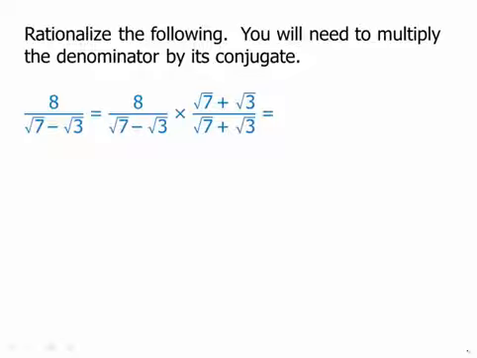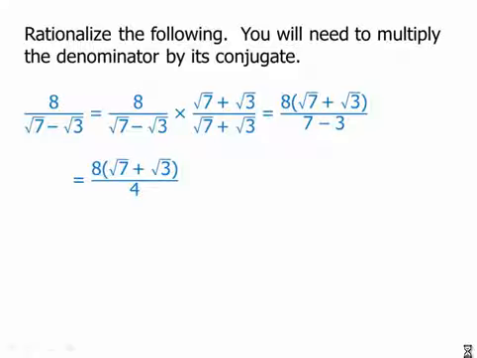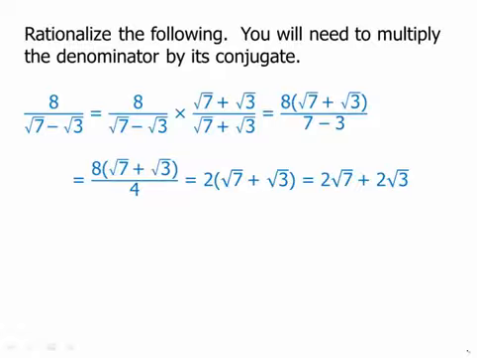In the numerator, I'm not going to distribute just yet. In the denominator, I get the difference of the squares, which is just 7 minus 3. 7 minus 3 is 4. And then cancel 8 divided by 4, and we get 2 times root 7 plus root 3. And that is the fully rationalized form. Now we can distribute if we want to, it doesn't matter. The answer could be written in either of those last two forms.